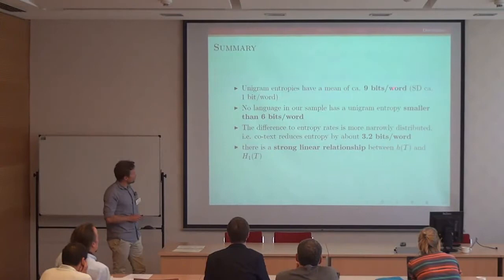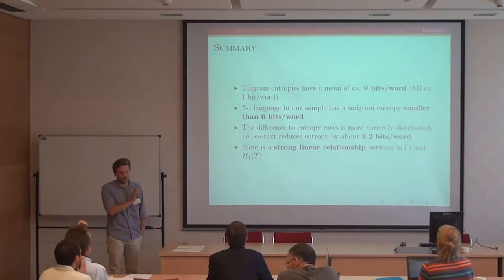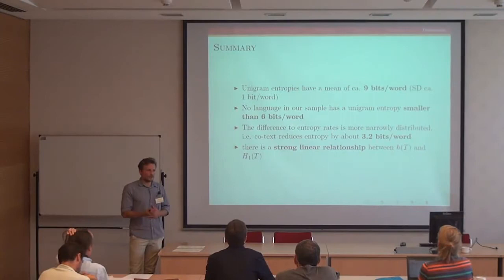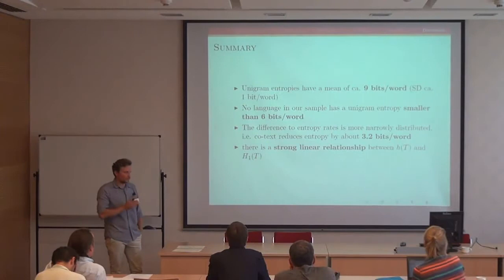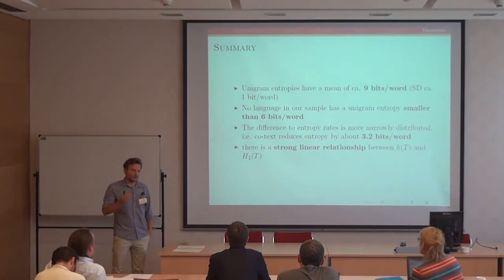Let me summarize. Unigram entropies are around 9 bits per word, and no language has unigram entropy smaller than 6 bits per word. This is given the corpus that we have here. If you include spoken language, it might be somewhat lower, although if you really created a balanced corpus of many different registers, you would probably get results which strongly correlate with this. That's my intuition, but that's open to future research. But there seems to be a lower bound on how much information you have to transmit per word in a natural language.